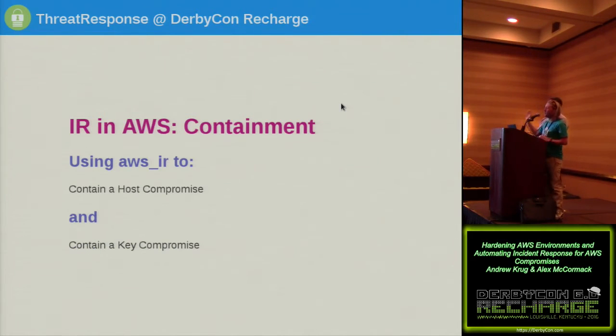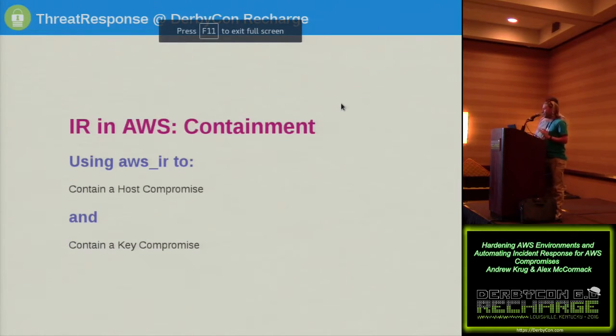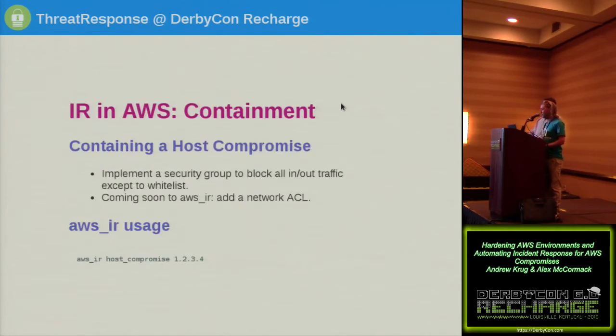So we built a command line tool as part of the threat response project called AWS IR. I know it's not a very exciting name, but it does what it says, which is that you can use it to process a compromised host in your account, so something that gets hacked, like just an app, or a key compromise, like I've leaked a key onto the internet and now I need to do all the right due diligence things to mitigate that inside of my account.